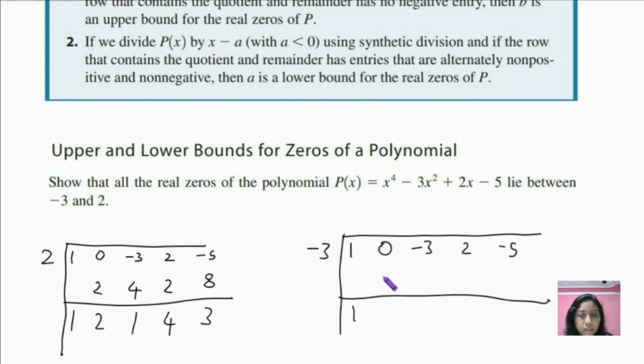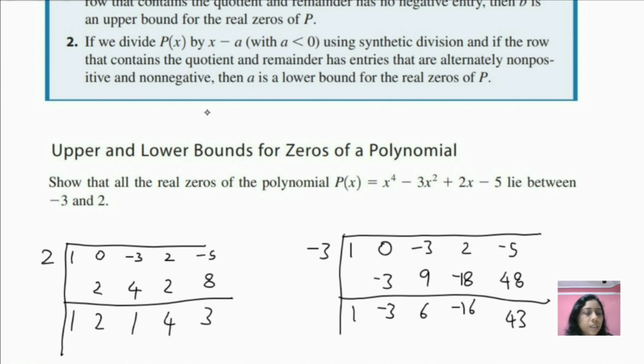1 times minus 3 is minus 3. 0 minus 3 is minus 3. Minus 3 times minus 3 is 9. Minus 3 plus 9 is 6. And 6 times minus 3 is minus 18. So minus 16. Minus 16 times minus 3, 48. And minus 5 plus 48 is 43. So here the entries alternate: positive, negative, positive, negative, positive.